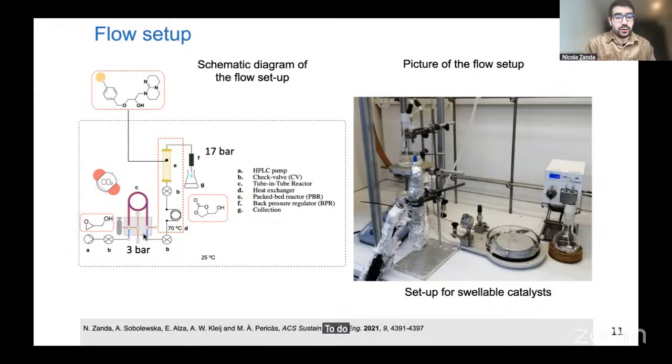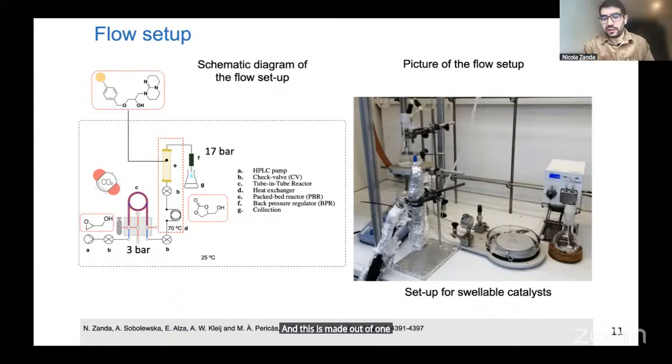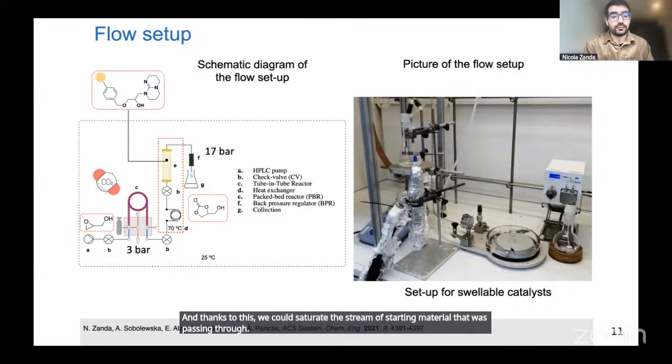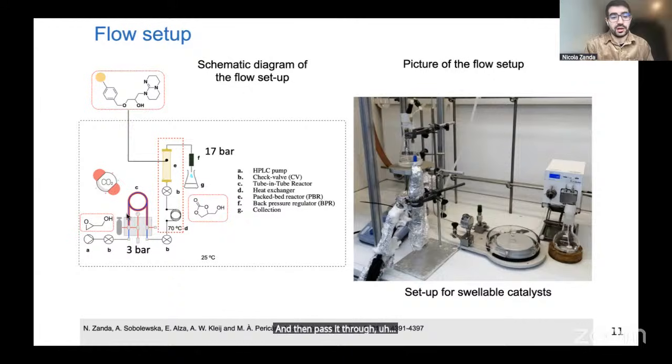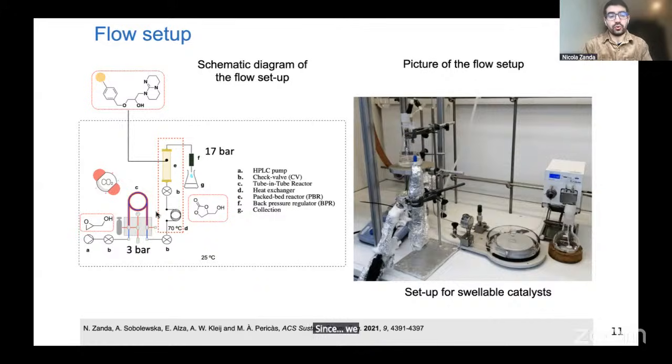To do this, we employed a tube-in-tube reactor that you can see here in the picture on the right. And this is made out of one inner tube and one external tube. The inner tube is made out of a permeable polymer, which is selective for gases and doesn't let the liquids pass through. And thanks to this, we could saturate the stream of starting material that was passing through, and then pass it through our preheating coil, and then the packed bed that here in the picture is hidden below all the insulating material.